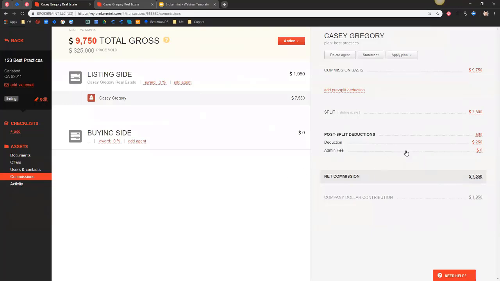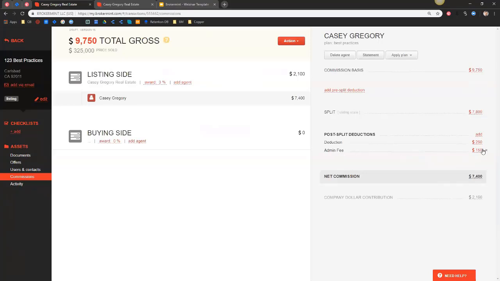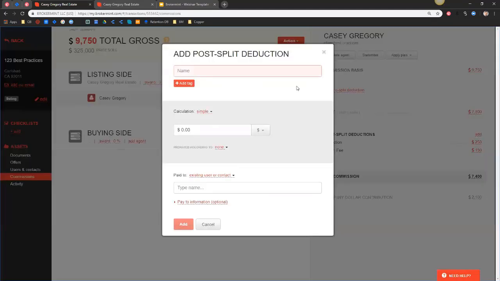So if there was an admin fee, all I would need to do is come in here and define that amount. Adding $0 line items to your commission plans, especially if you have several of them, can save a lot of time for yourself and your admins of having to come in here on each transaction and create that deduction from scratch on every transaction.